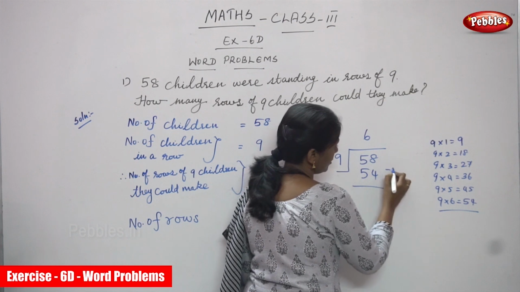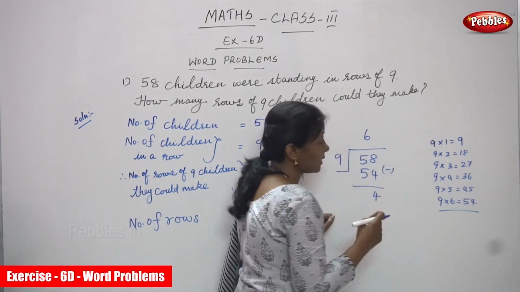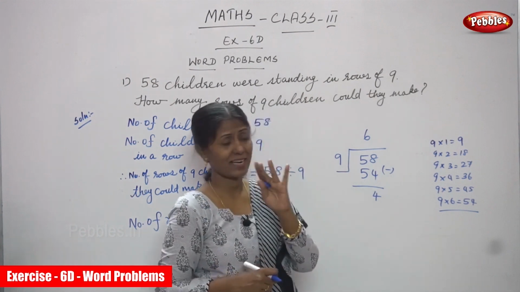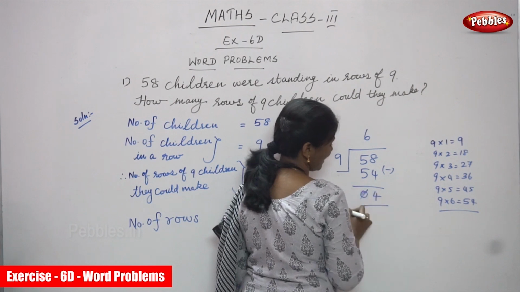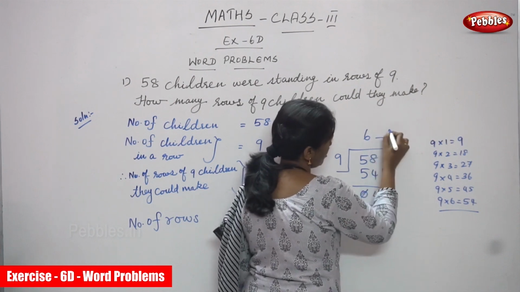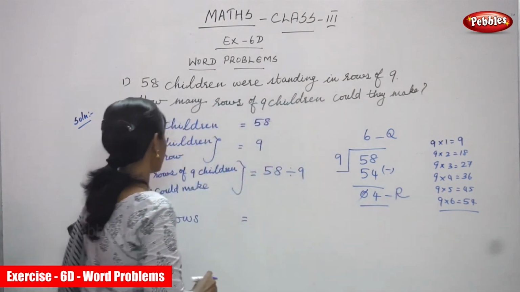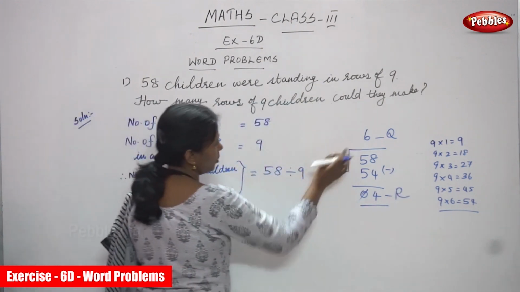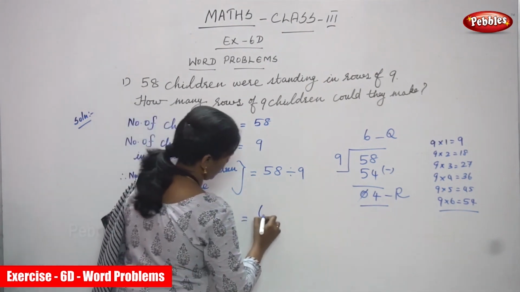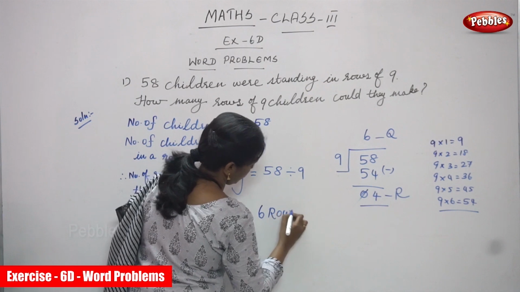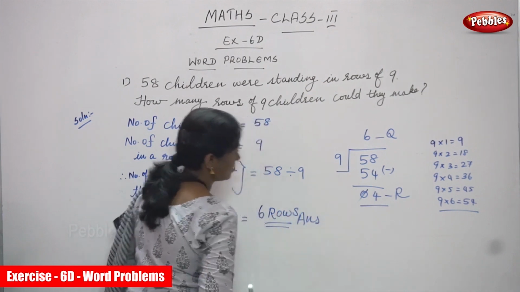Now after that you have to subtract 8 minus 4. You can get 4. Using backward counting, after 4: 5, 6, 7, 8. So the answer is 4. 5 minus 5 is 0, so you cancel the 0. You should not consider this. This is the quotient and this is the remainder. The quotient is the number of rows. You have to consider the whole number. Number of rows is 6 rows. This is the right answer for the question.